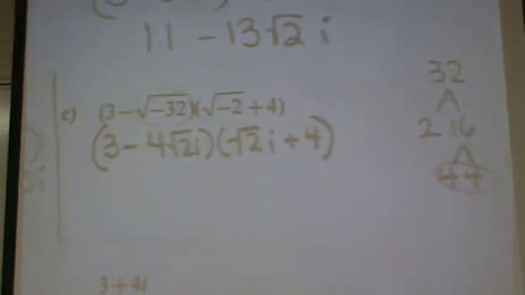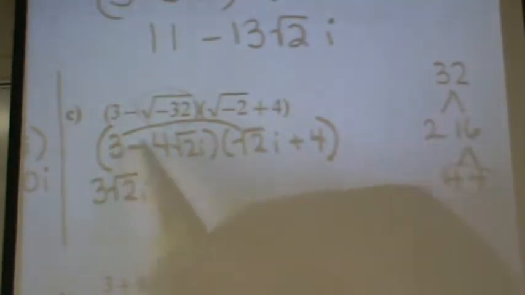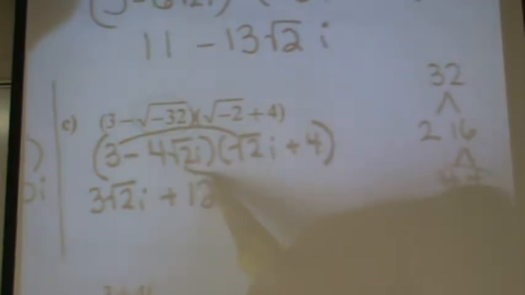Did you get that? 4 root 2 i? Yeah, 4 times 4 is 16. So you pull the 4 out. The 2 stays in. Now, what are you going to do with this whole mess? FOIL. Very good. So what is 3 times root 2 i? 3 root 2 i. And then 3 times 4 is 12. Okay, now check this out. Here we go. What do you get here?